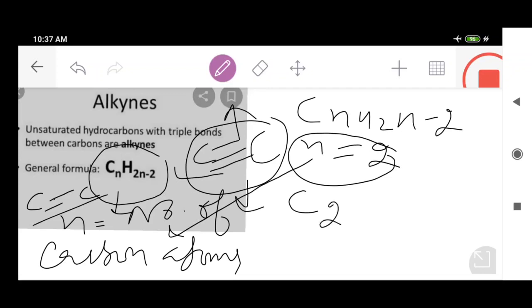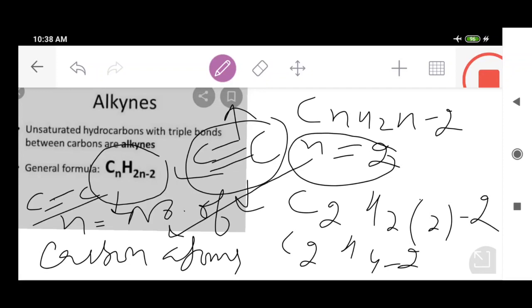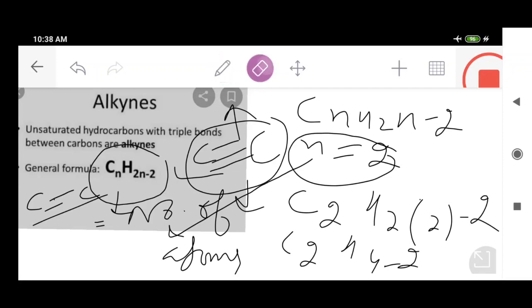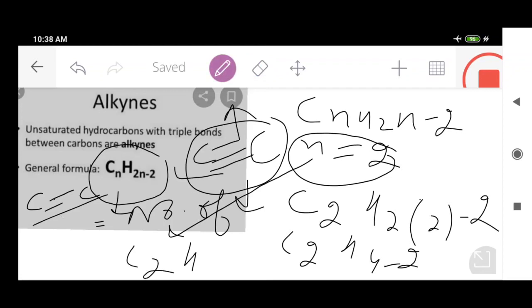That is C2H(2 into n), n means 2, minus 2. That is equal to C2H4 minus 2, 2 twos are 4, minus 2, that will be equal to C2H2. So the first member of the alkyne series is C2H2, also called ethyne. Remember, ethyne.